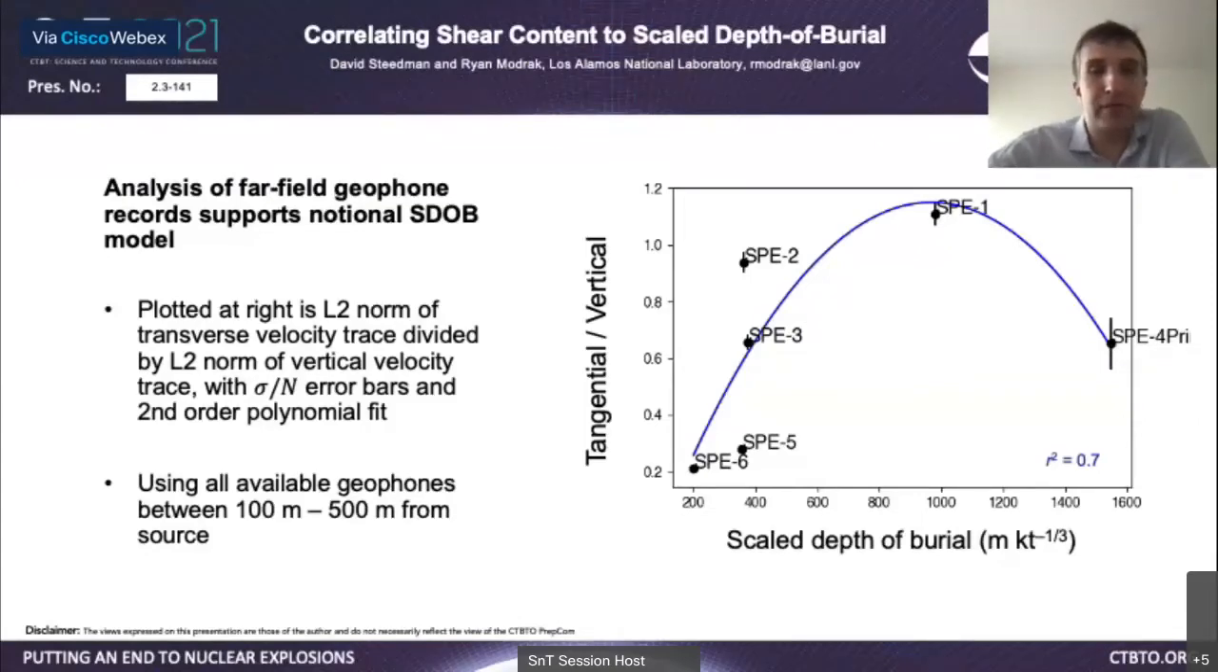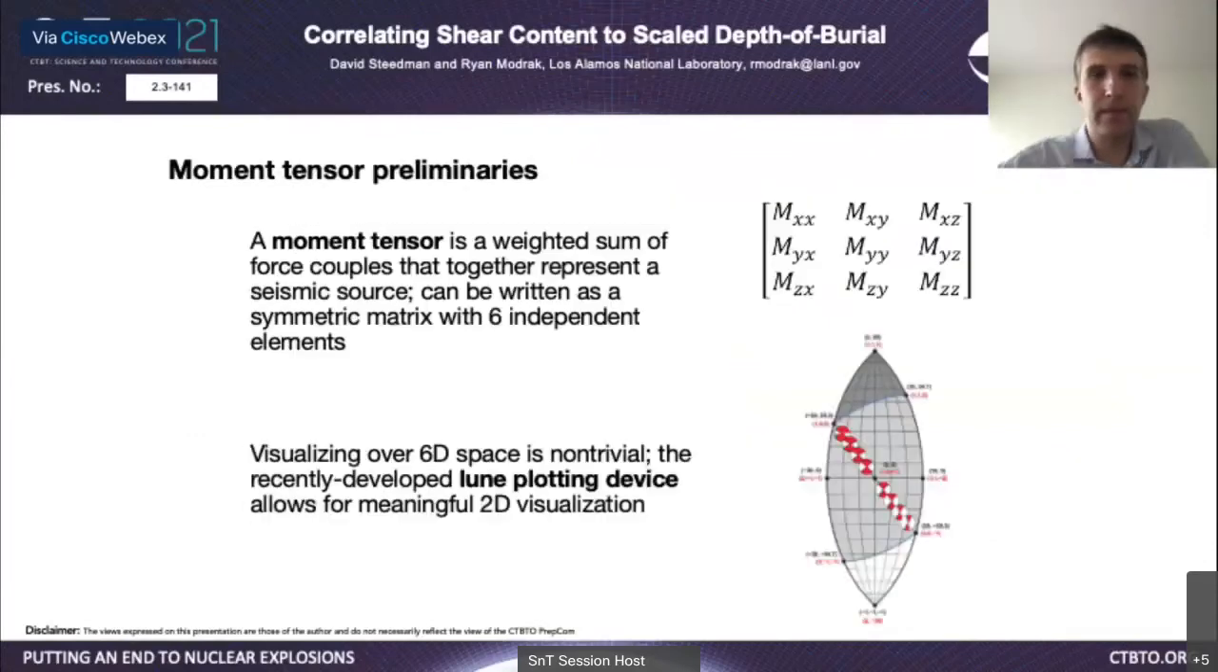By plotting these ratios versus scale depth of burial, a pattern emerges that matches the notional model described earlier. In particular, we see that at intermediate scale depth of burial, we have the largest shear release, the largest tangential release compared to the vertical compressional release, just as the notional model predicts.